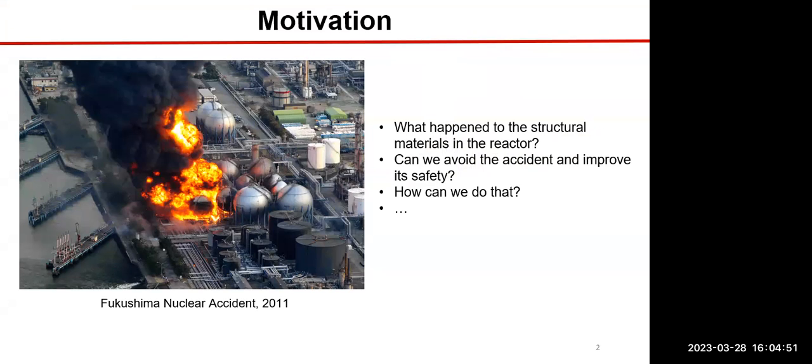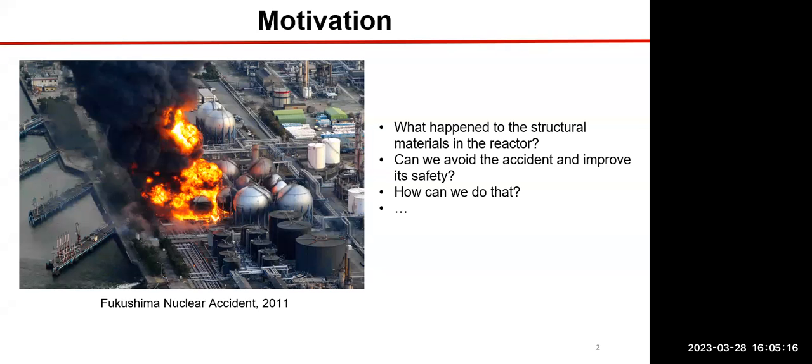It was in 2011 that the Fukushima event happened, and it was in the same year I went to graduate school. At that moment, I was shocked by this kind of accident, and I told myself that I should do something in this field. Since then, I have always asked myself: what happened to the structural materials in the nuclear reactors? Can we avoid this kind of accident and improve its safety? And how can we do it?